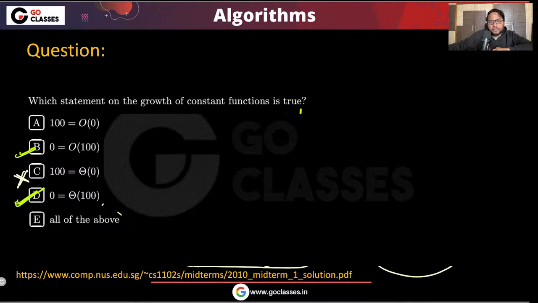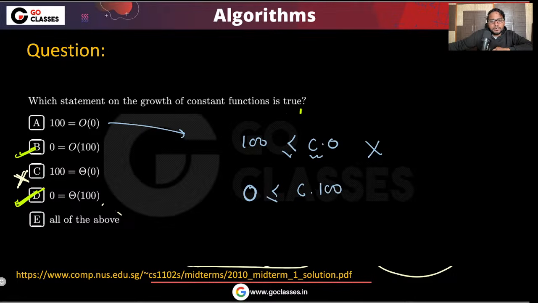Let's just see. So here, this is 100, right? Can 100 be lesser than or equal to C into 0? For any C it is not true, right? There does not exist any C. So that's why it is false. Can 0 be lesser than or equal to C into 100 for some C? Yes, definitely. This is true.